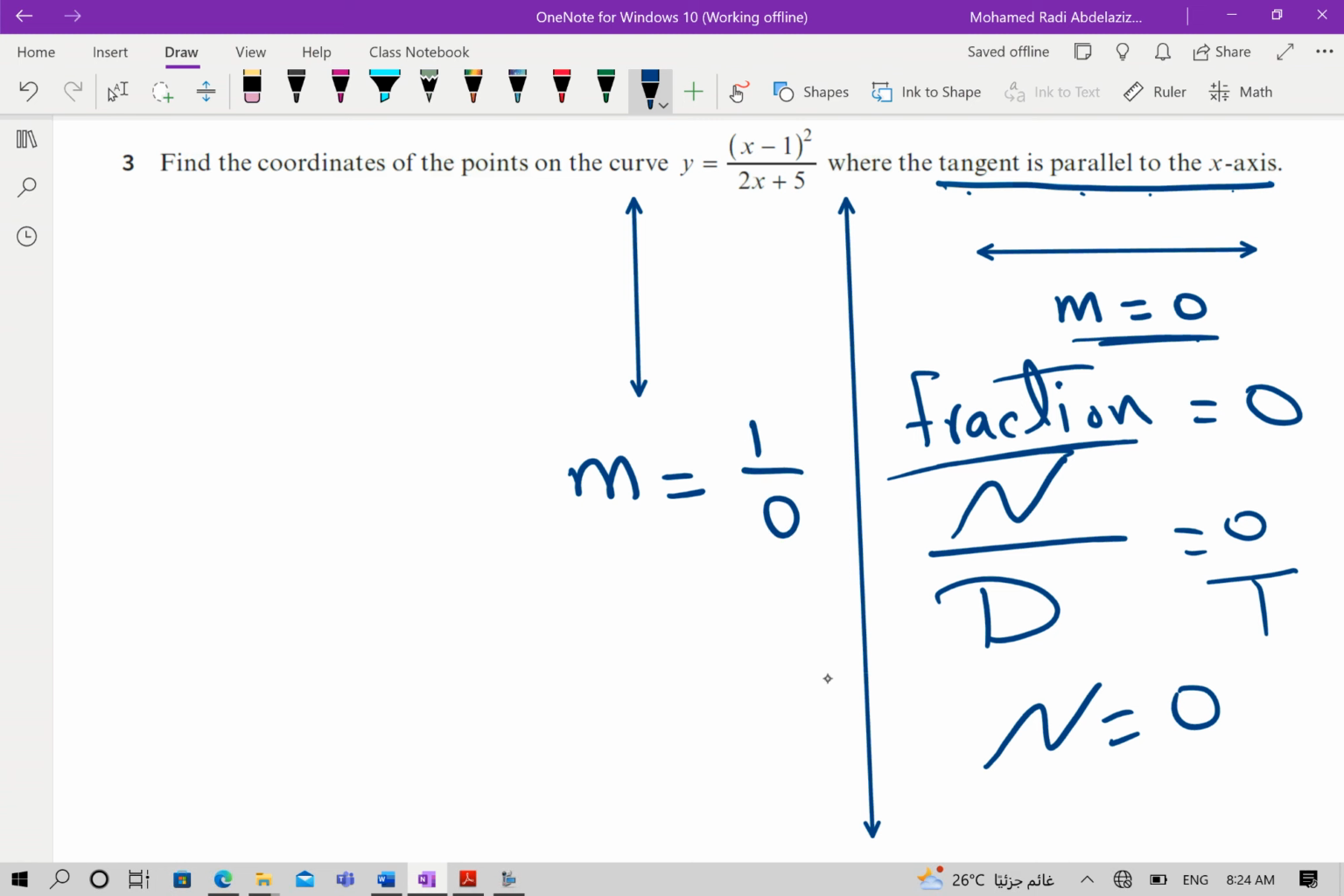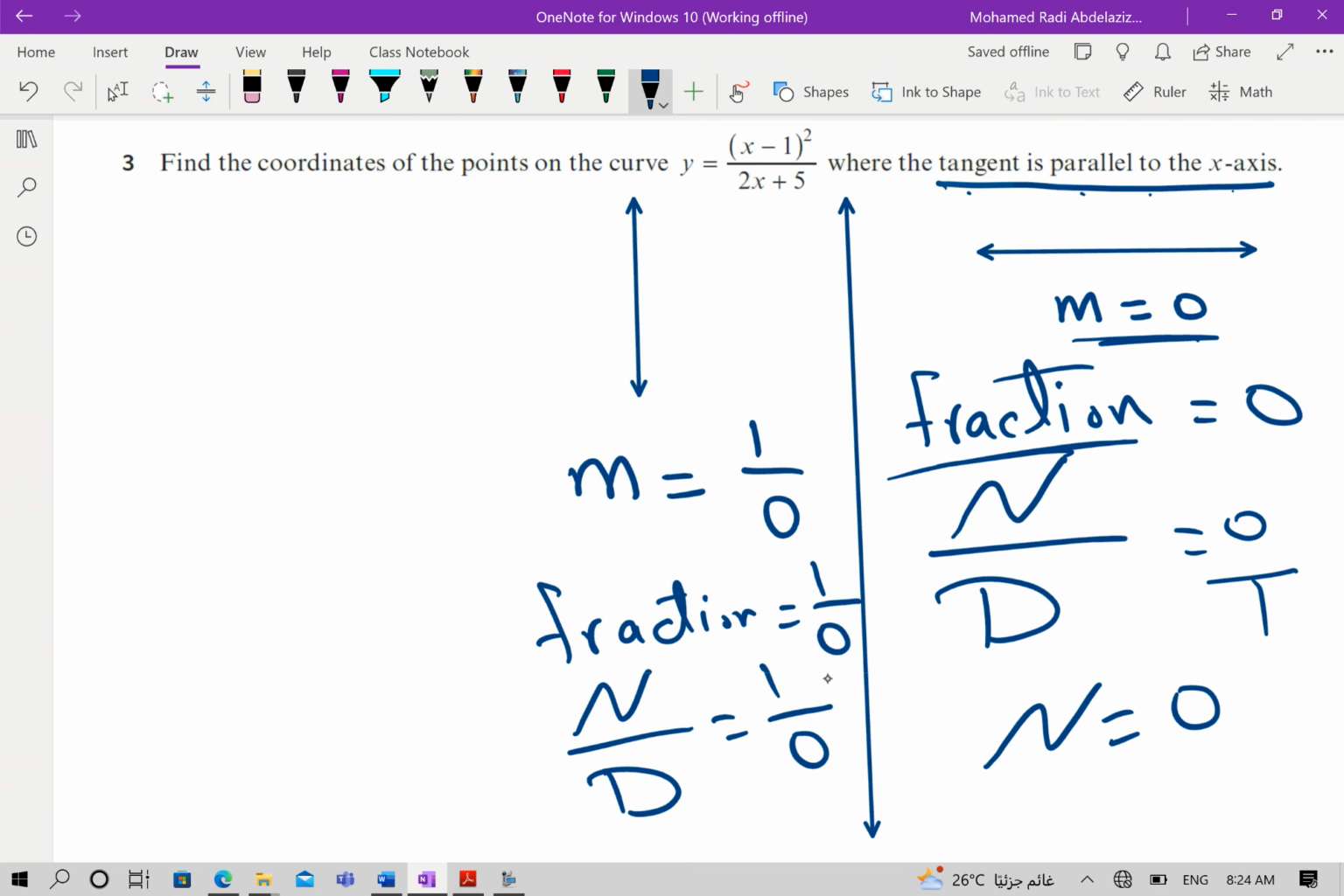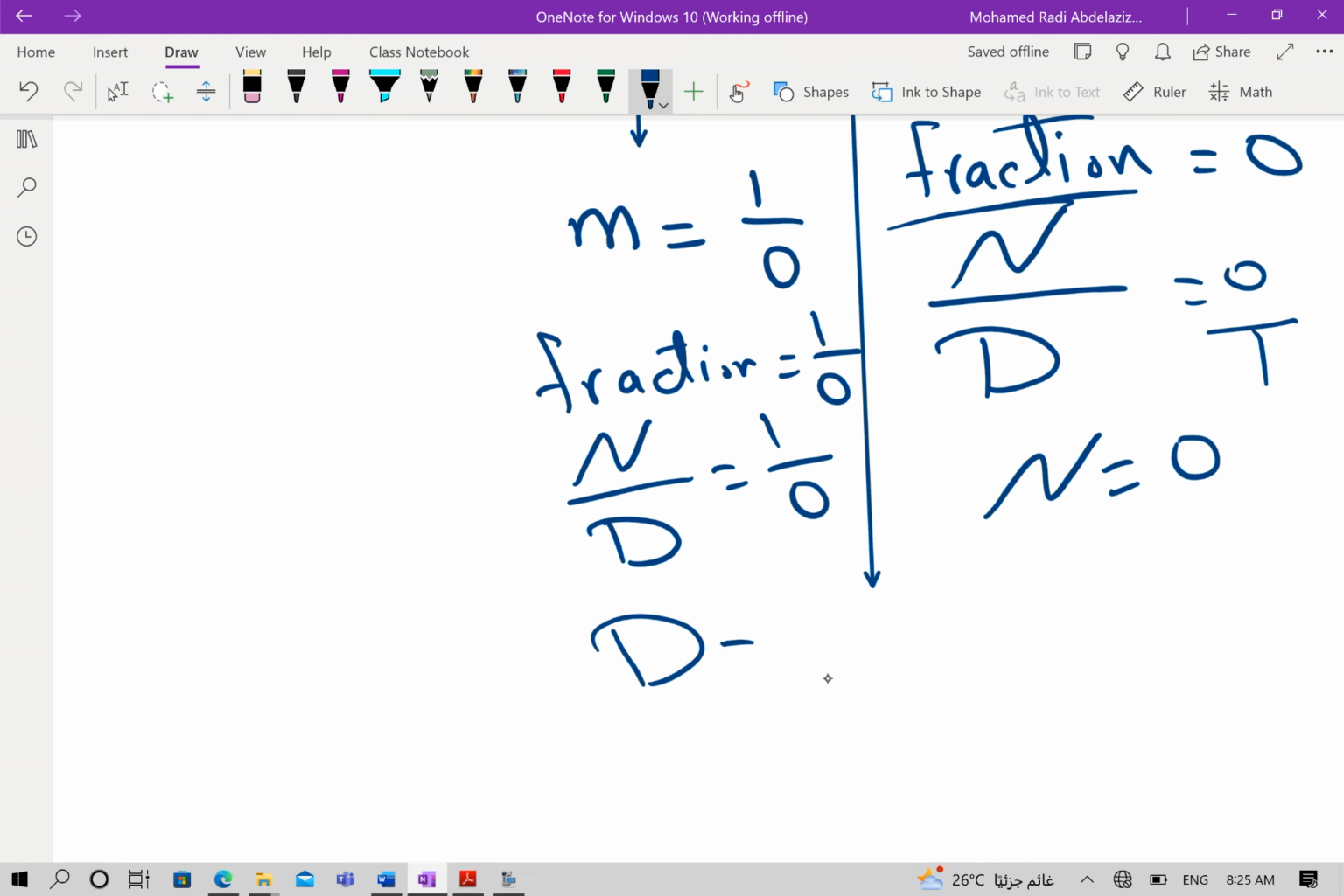So in this case, if you have a fraction, and this fraction is equal to 1 over 0, the numerator over the denominator is 1 over 0. This means the denominator is equal to what? 0. So if we have a line tangent parallel to the x-axis, it means gradient 0. But when you solve the equation, you will find a fraction. In case you have a fraction, use only the numerator equal to 0.